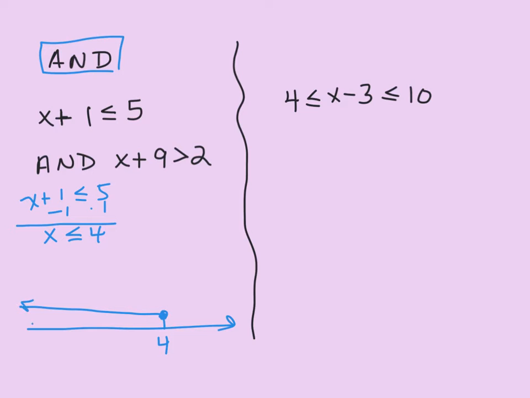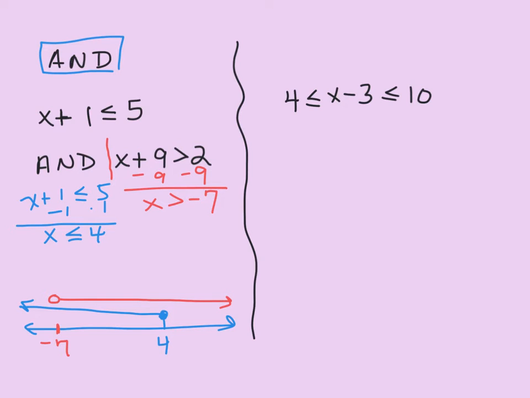That's an arrow to the left. Now I'm going to solve the other part of this inequality, the x plus 9 is greater than 2. And if I subtract 9 from both sides, I get x is greater than negative 7. Well, negative 7 would be way down here somewhere. All the x's greater than negative 7 would be this way.